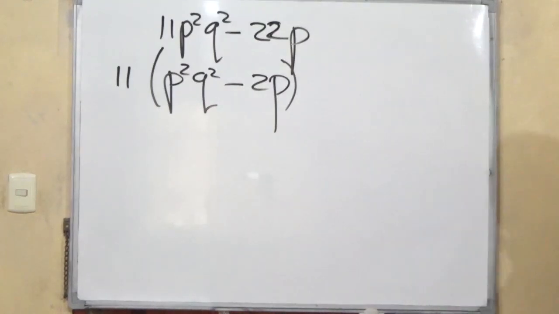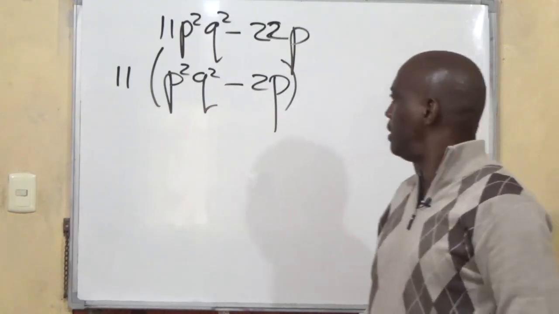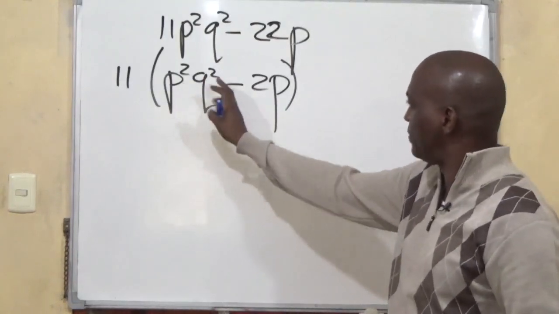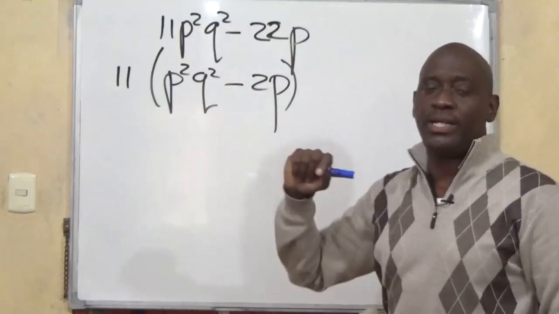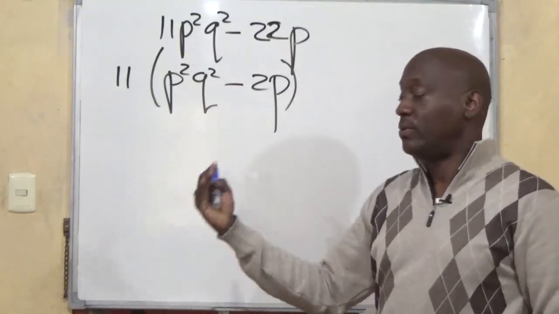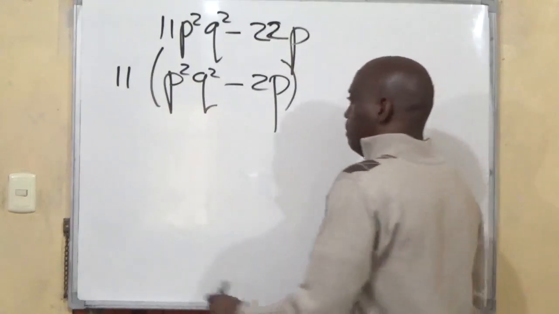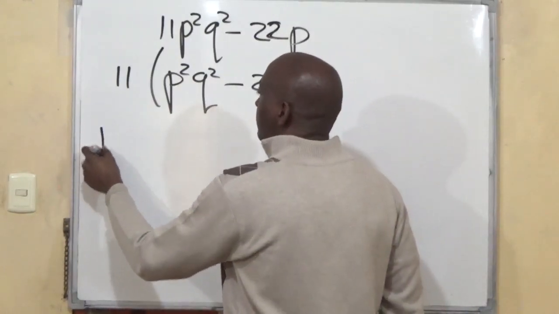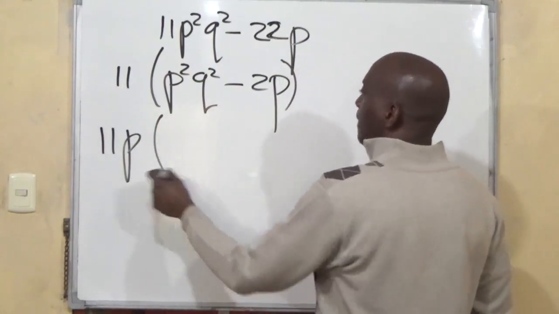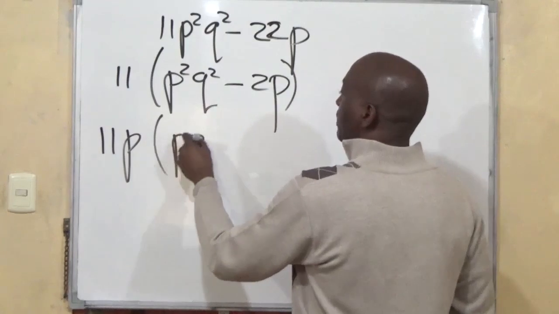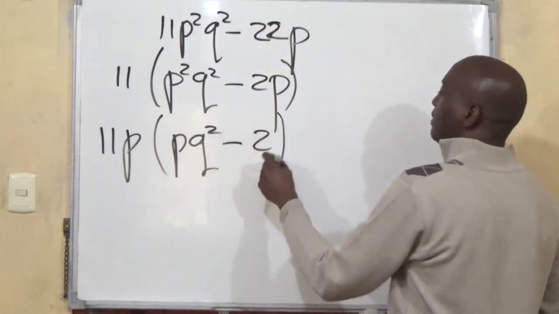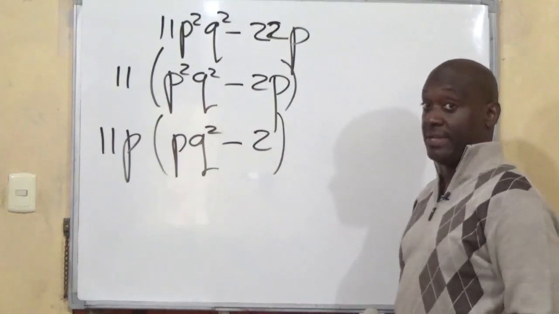Well, in this case, you have p squared, q squared, and you have 2p. So the only thing we can take out here is the p. There's no q here to say we could take out the q. So let me take out the p. So your next step is to say 11 multiplied by p. P is the new variable on the outside. P into p squared is p. P, q squared, minus 2. P into p is 1. And that is the final answer.